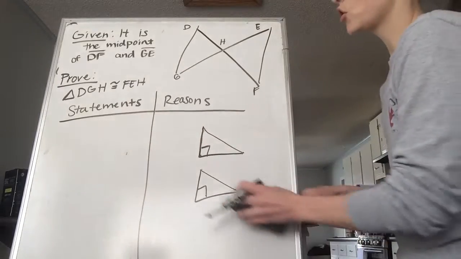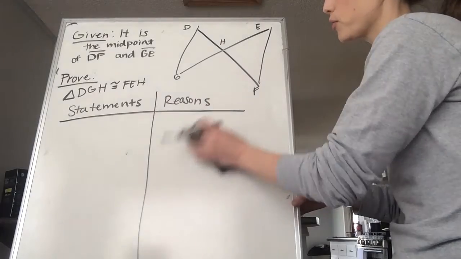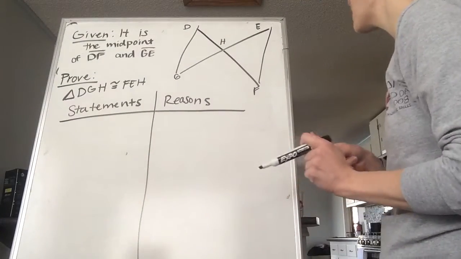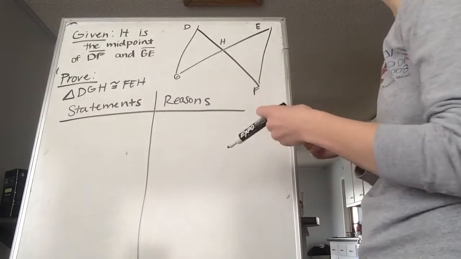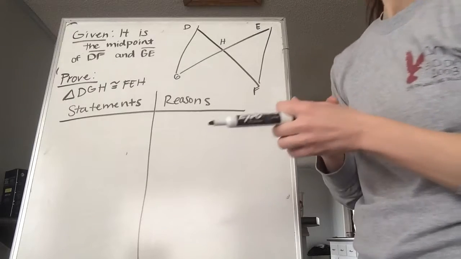So you could say that triangles are congruent if you can prove that two sides are congruent and then the angle in between those two sides.